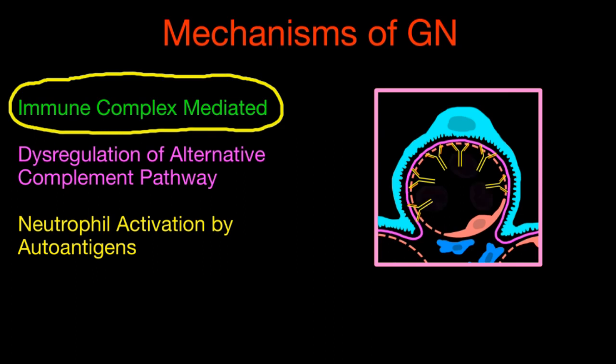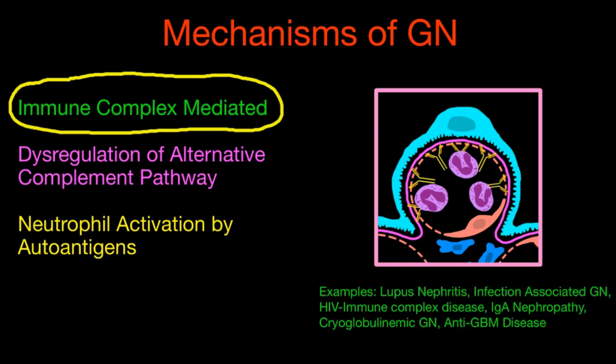Either way, we're at the same final pathway, which is recruitment of inflammatory cells and aggressive inflammation at the level of the glomerulus. So very briefly, some examples of immune complex mediated GNs include lupus nephritis, the infection-associated GNs, something called HIV immune complex kidney disease, IgA nephropathy, cryoglobulinemic GN, and of course the anti-GBM disease I just mentioned.